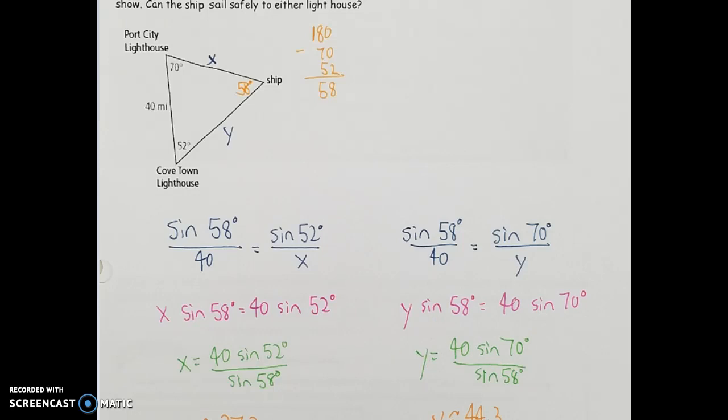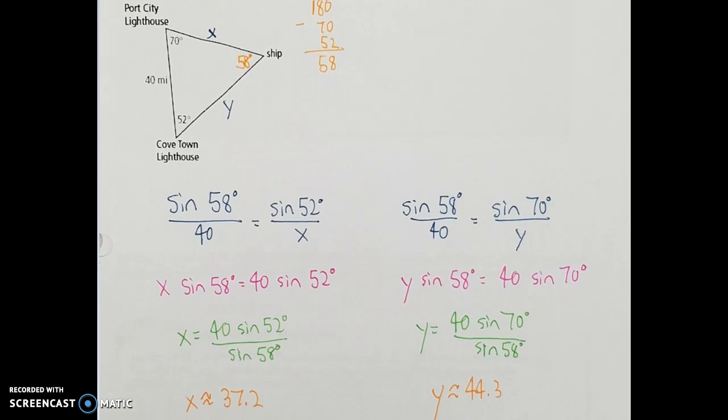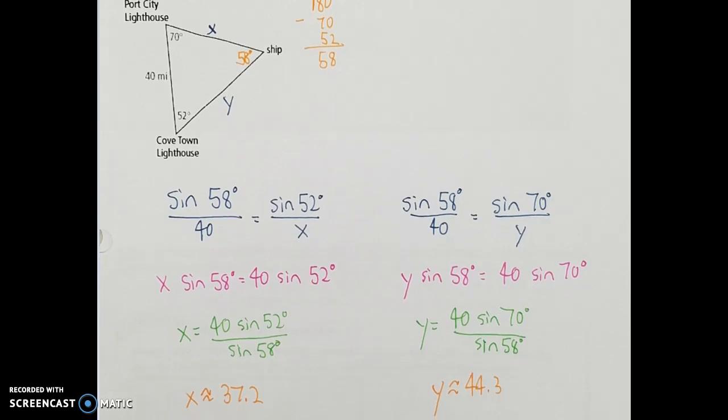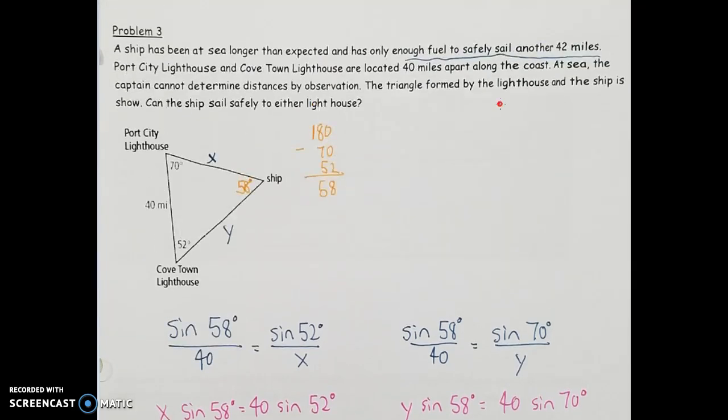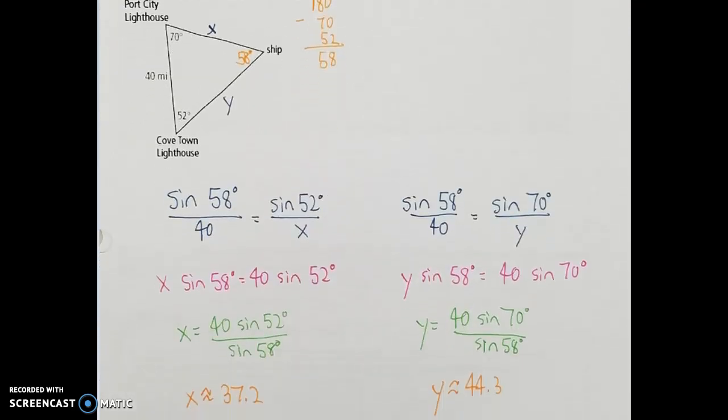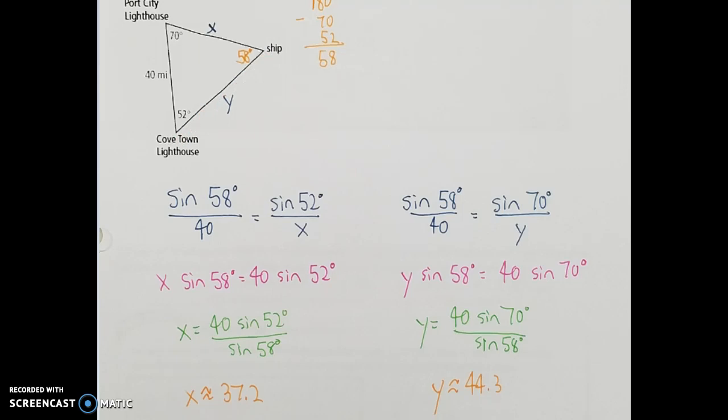So now that my variables are isolated, I should be able to find those values from the calculator. So if I evaluate those expressions, X should come out to about 37.2, and that would be miles, I guess. And Y would also be 44.3 in terms of miles. So now if we look back at our original question, remember that we only had enough fuel to safely sail for 42 miles. So if I think of X and Y in the diagram, if X was 37 miles, it looks like I have enough fuel to make it to Port City, but since Y was 44 miles and I only have fuel for 42, I can't make it to Covetown. So that's our conclusion.